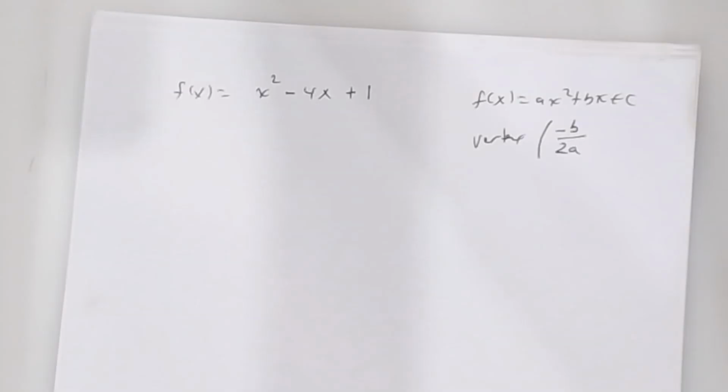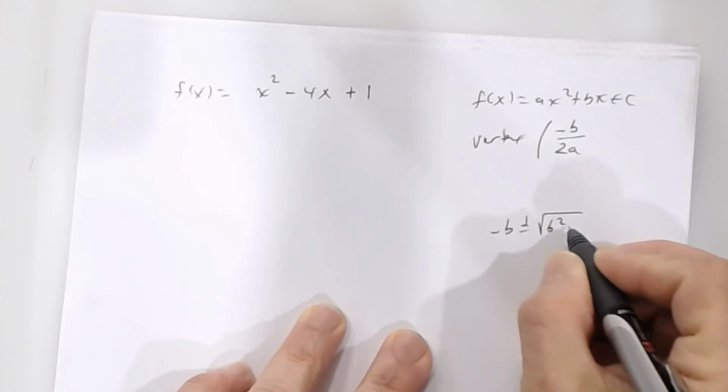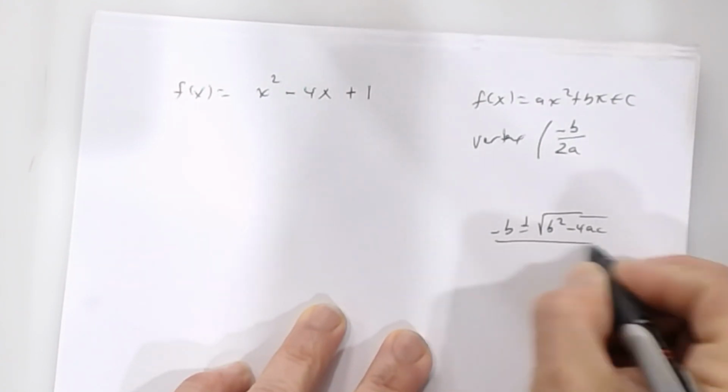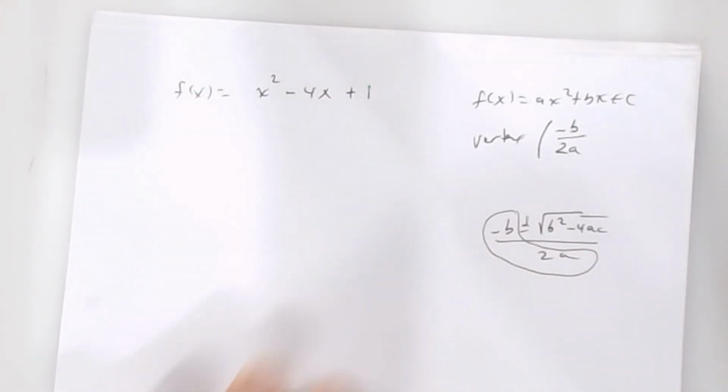That should look familiar because it's part of the quadratic formula. Remember your quadratic formula? Negative b plus or minus the square root of b squared minus 4ac all over 2a. See this part right here? That is the x-coordinate of your vertex, negative b over 2a.